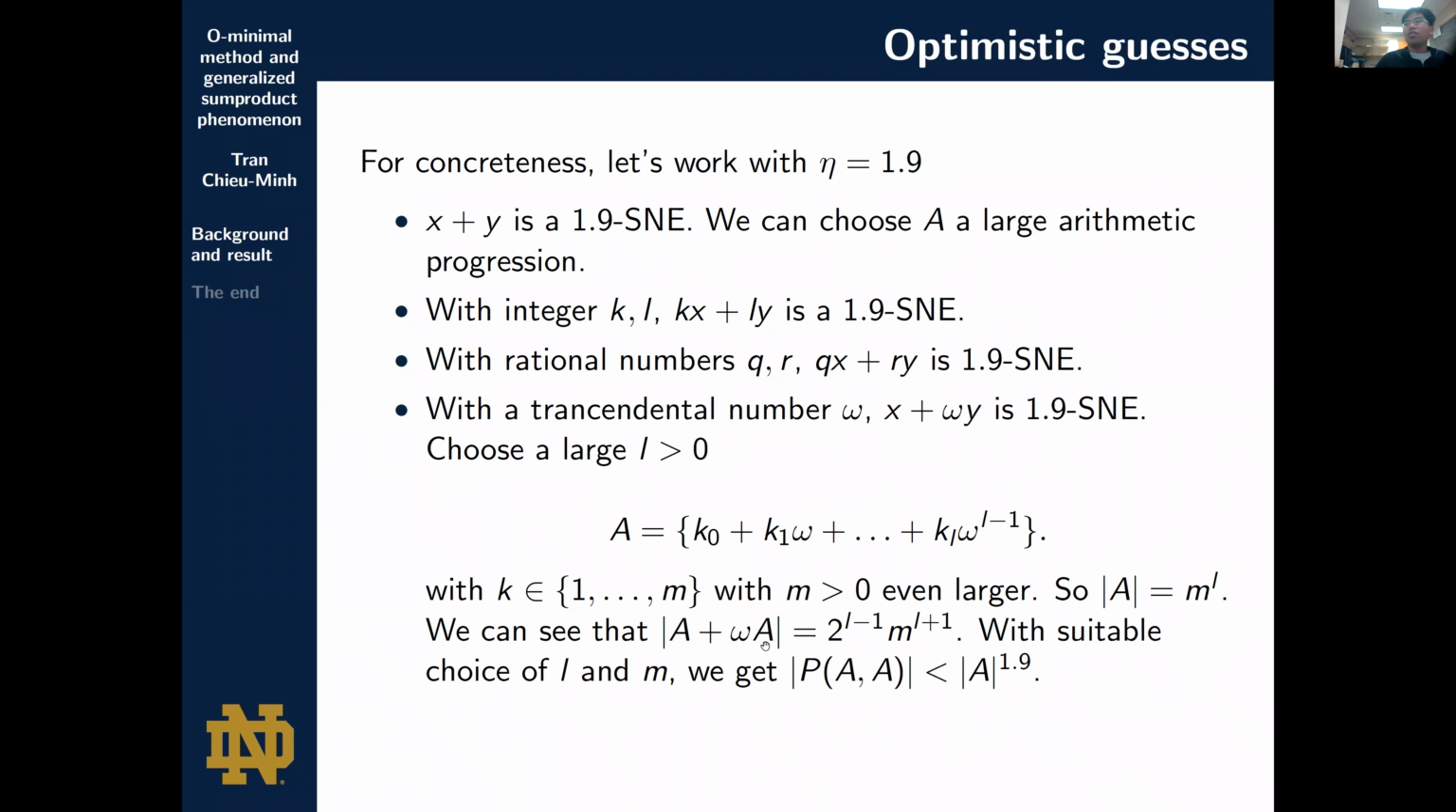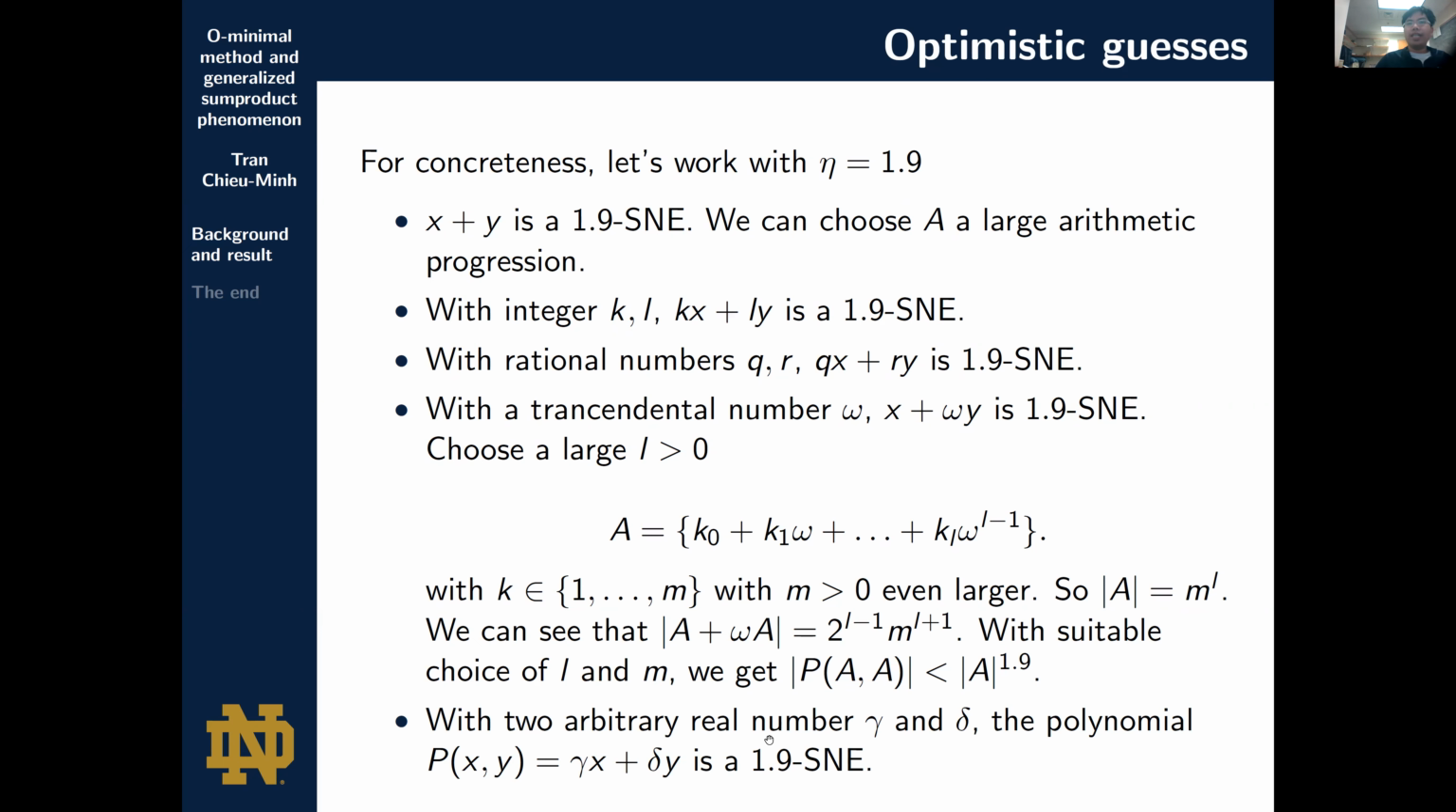And if you are looking at the set A plus omega A, one can check that you multiply everything by omega and add everything up. Then the coefficients of the sums would range from 2 to 2M minus 1. And you can check that the size of this is, I said equal, but actually it's smaller than 2 to the L minus 1 times M to the L plus 1. Notice that 2 to the L minus 1 is just a constant, and M to the L plus 1 is not too much larger than M to the L. So with a suitable choice of L and M, we can get that the size of P(A,A) is smaller than A to the power 1.9 as well. I hope I managed to convince you that for two arbitrary real numbers gamma and delta, the polynomial gamma x plus delta y is a 1.9 symmetric non-expander.